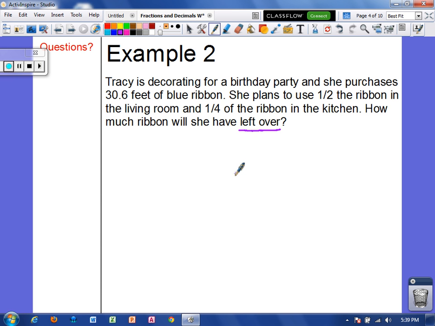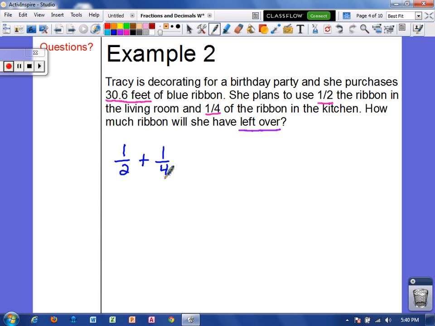And then the information that we need, we know that she got 30.6 feet total. Half of that will go in the living room and 1/4 will be used in the kitchen. So let's go ahead and figure out how much she's actually using. So she's using 1/2 plus 1/4 of the ribbon.